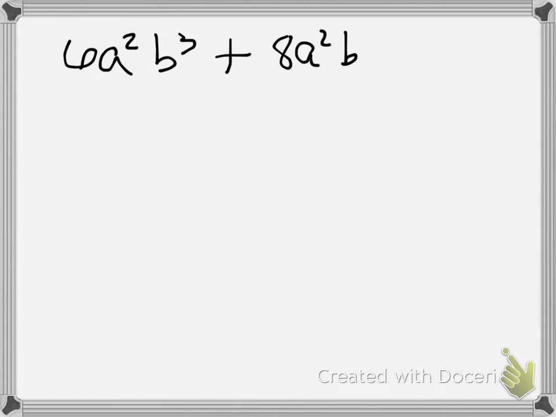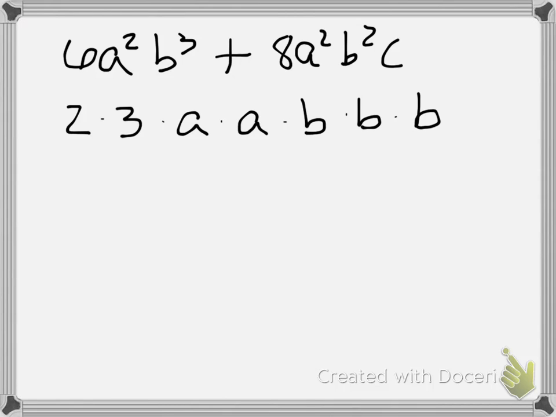Okay, let's take a look at example 2. We need to find the greatest common factor of 6a squared b cubed plus 8a squared b squared c. So first we're going to look at 6a squared b cubed. If we factor out 6, it becomes 2 times 3. And then we write times A times B times B times B. And that's 6a squared b cubed.